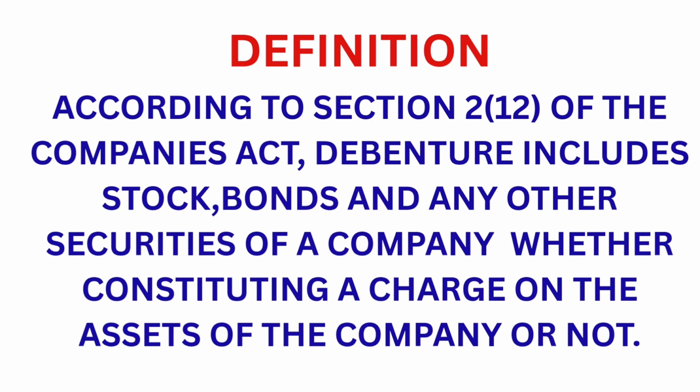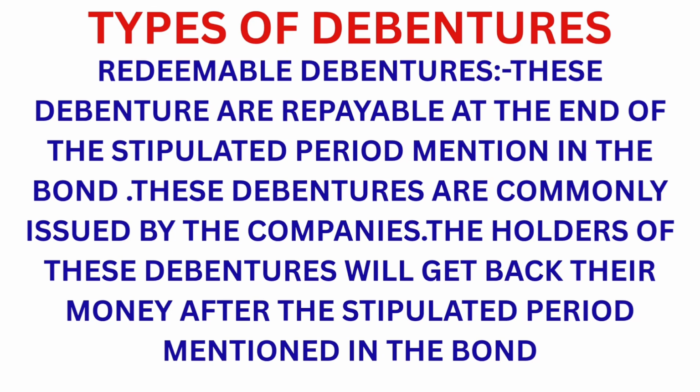And the definition of debentures according to section 212 of the Companies Act: debentures include stock, bonds and any other securities of a company. So the definition says debentures include stock, bonds and any other securities of the company. Now the types of debentures.